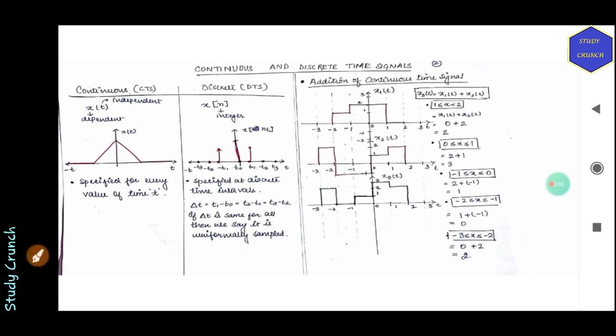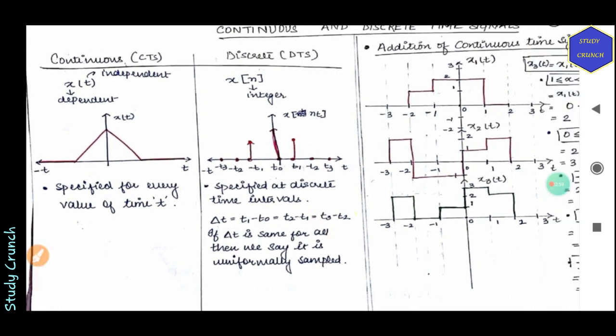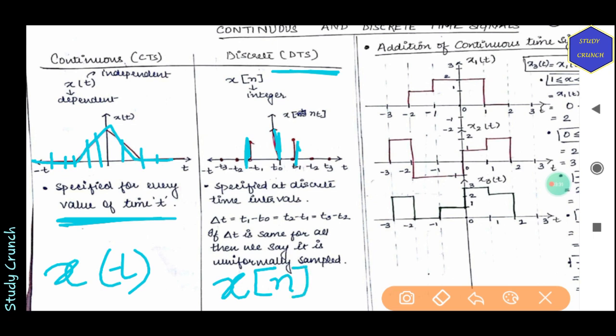So basically, what is a continuous type signal? Let's have a look. Continuous time signals are the signals which are continuous at all the values of t. That is, at every t there is one value. Whereas discrete time signals are the signals which are specified only at certain values of t. So we write continuous time as x(t) and discrete time as x[n], where n is the integer on which we have different values.